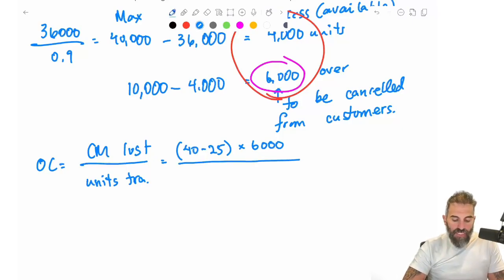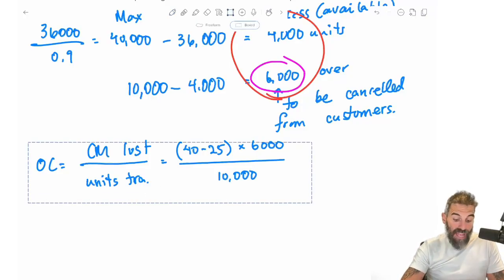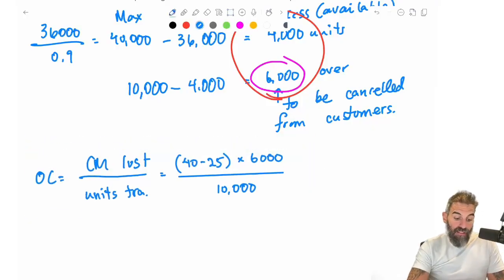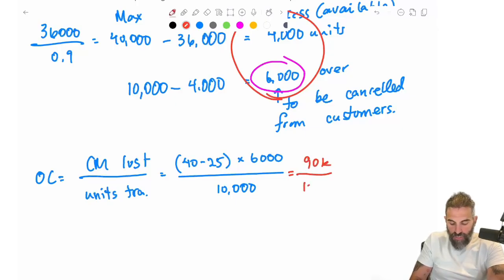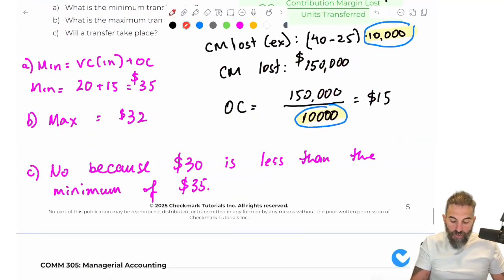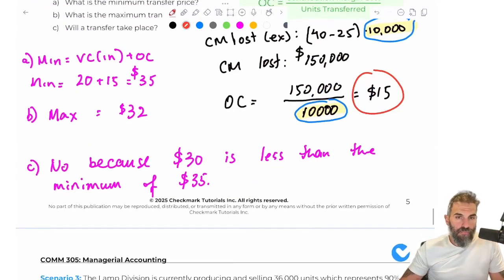But I'm transferring 10,000. So you see how, in this case, the numerator's units and the denominator's units are not the same because they are not actually the same number. They happen to be the same number in the previous question, but they are not actually the same number. So you are basically losing 90,000 to transfer 10,000. So the opportunity cost is only $9 per unit, which it was $15 per unit in the previous question.